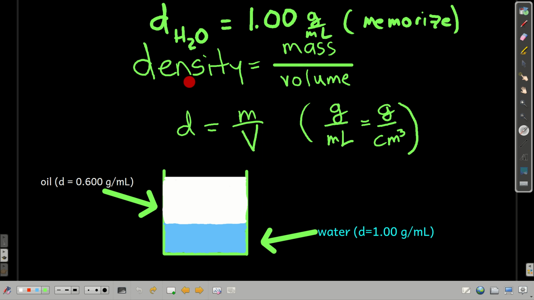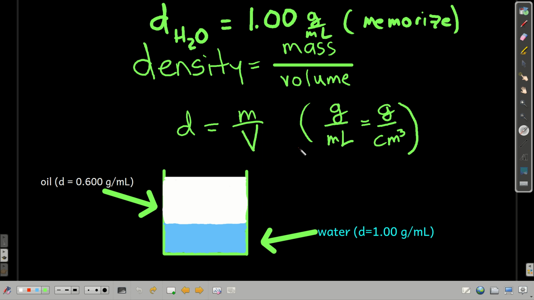All right, so the definition of density is mass over volume, or in terms of symbols, D is equal to M over V. D is the density, M is the mass, and V is the volume. The most common units that we'll see by far in chemistry anyway are grams for the mass and either milliliters or cubic centimeters for the volume. Now remember, milliliters is identical to cubic centimeters. These are interchangeable, same thing.